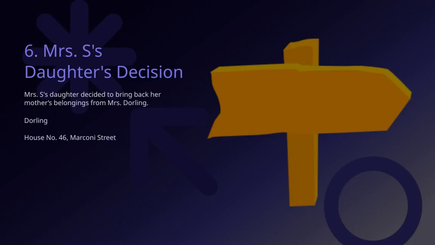So, in this part of the story, we see that Mrs. S's daughter made a decision to bring back her mother's belongings from Mrs. Dorling. This might seem like a simple act, but it actually carries a lot of emotional and practical significance. It highlights the care and concern she has for her mother, especially in this context where her mother's belongings are at risk or in limbo.